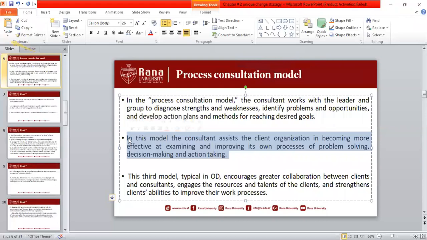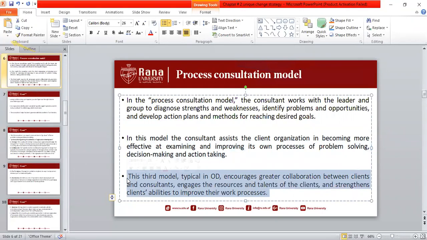Now, in the third model, typically, it encourages a greater collaboration between clients and consultant, engages the resources and talents of the client, strengthens client abilities to improve their work process. In short, the OD practitioner involves all the members of the organization to utilize their mental ability, to utilize their mental strength for bringing a solution for a problem. Because, as I say, a client cannot bring a complete solution. Why? Because OD practitioners cannot bring a complete solution.